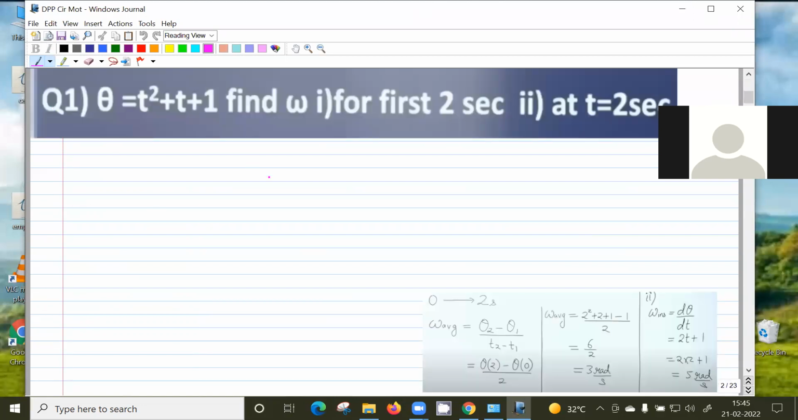Today we'll solve some problems in circular motion. Okay, so try this first question. This is very basic. So how is omega related to theta?